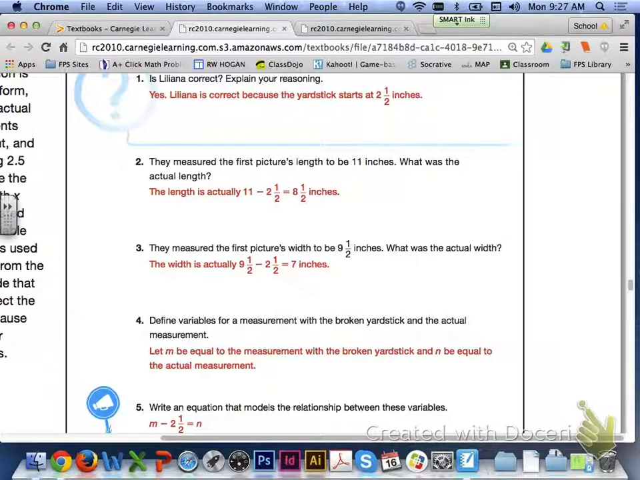If we take a look at number 1, yes, Liliana is correct because the yardstick starts at 2.5 inches. For number 2, the length would actually be 11 minus the 2.5, so that would be equal to 8.5 inches. For number 3, the width is actually going to be 7 inches because we're going to subtract 2.5 from 9.5. I gave you the variables that we were going to use for number 4. M is equal to the measurement with the broken yardstick, and N is going to be equal to the actual measurement. The equation then that is going to model the relationship between these variables will be M minus 2.5 is equal to N.